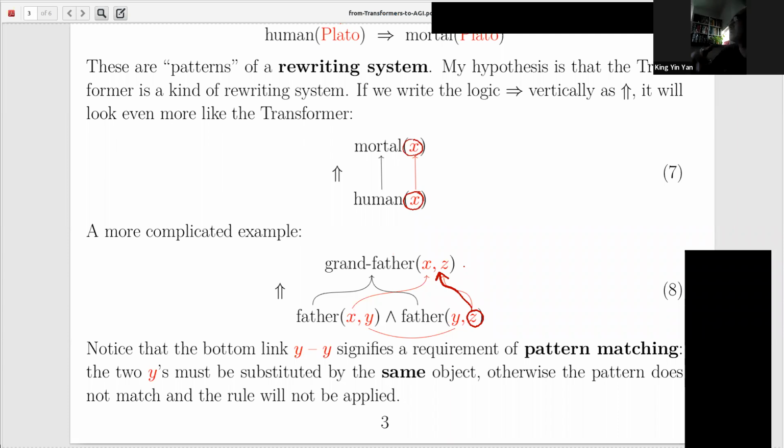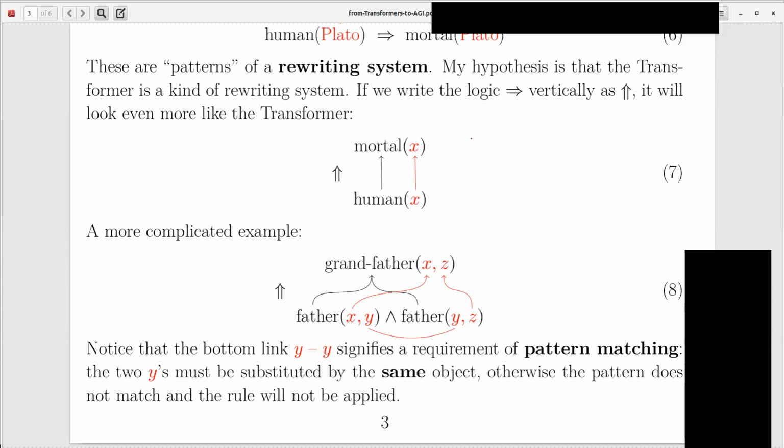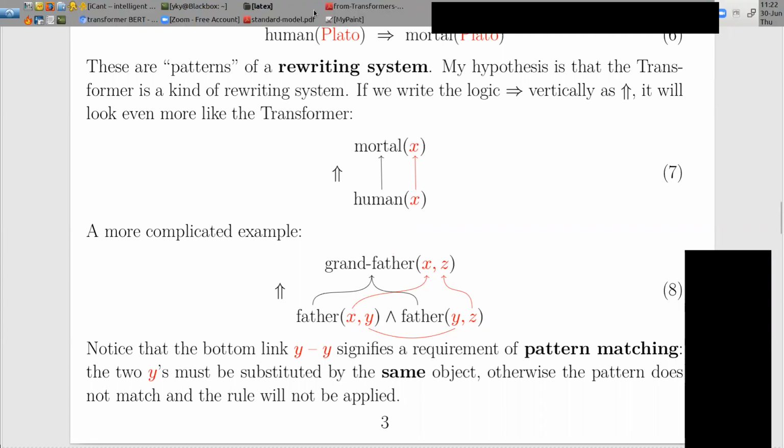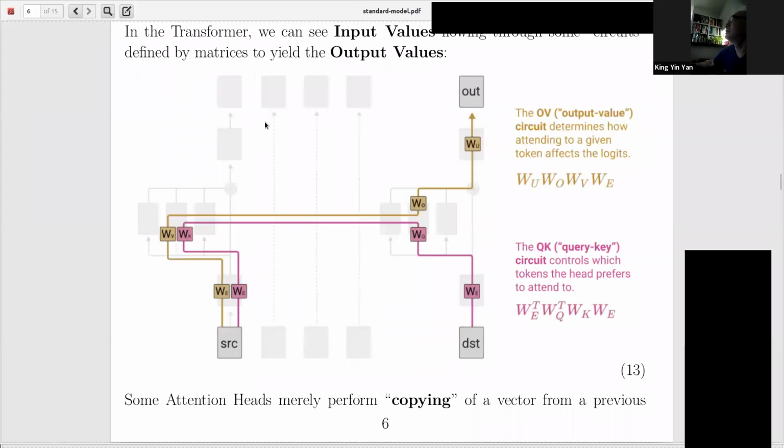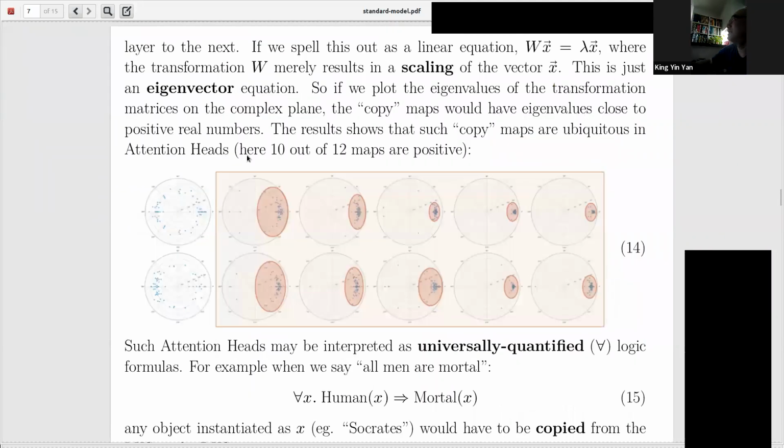So that's why copying is very common in the transformer, and they actually found out that some of the matrices are just doing copying. So when the copy happens, we can just safely skip that layer because they're doing the same thing. And they found this, and this diagram is the reason. They consolidate everything into one matrix, and then they find the eigenvalue.